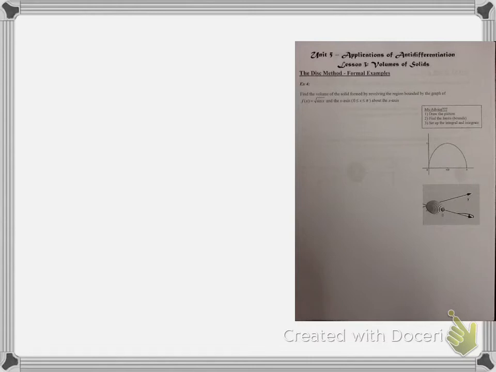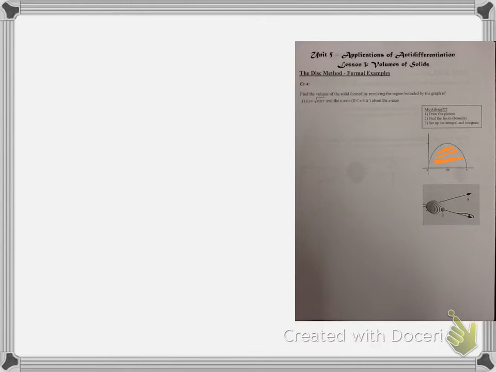So the big concern to this point is, how do I know if it's a disk method or a washer method problem? The easy answer is you have to look at the region itself compared to the axis of revolution. In this case, we're revolving a region around the x-axis. There's absolutely no space between the region and the axis itself. So that tells me this is a disk method problem. Cylindrical disks are in play here.